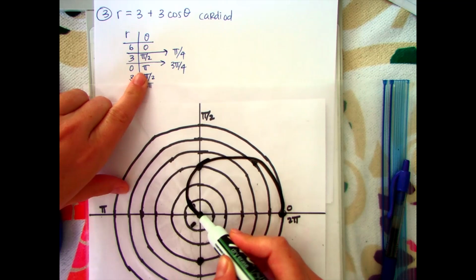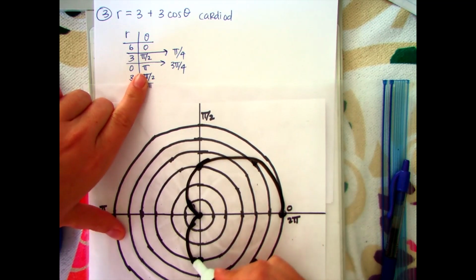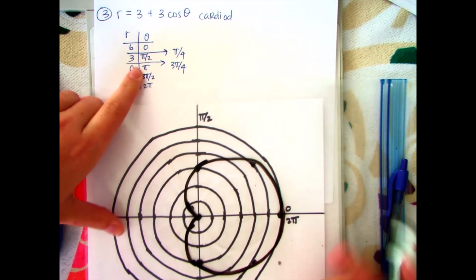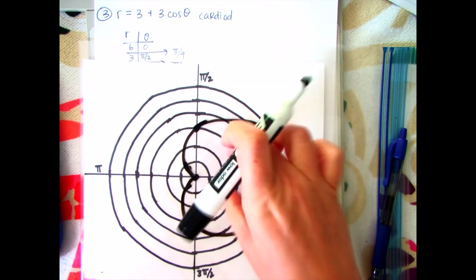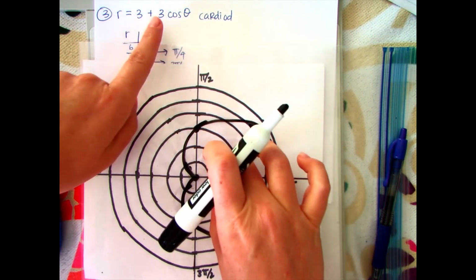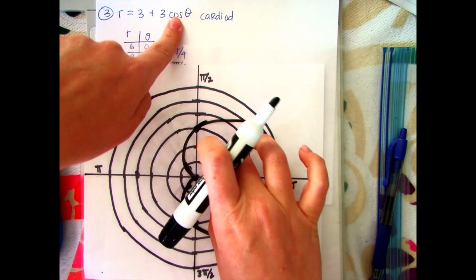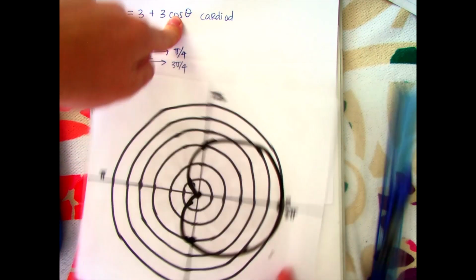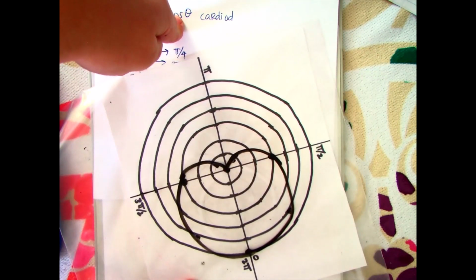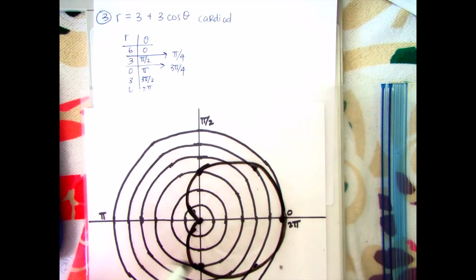Okay, and then the same thing, we want to just follow the order of the points. And look what we get. A cute little heart symmetric on the x-axis because it was a cosine. If this was a sine, it would be symmetric on the y-axis, so it would look like that, kind of.